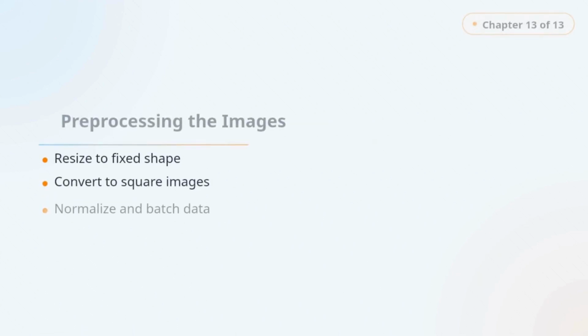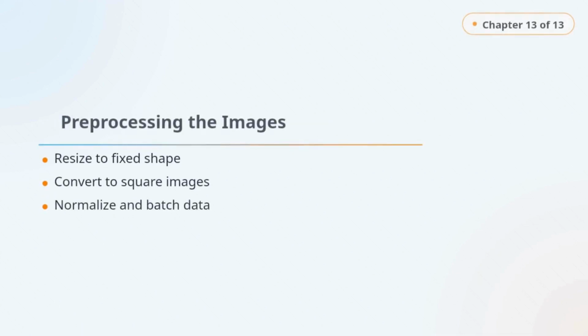CNNs need images of a fixed size, so the images must be resized, for example to 256 by 256. Since many original images were rectangular, they also had to be adjusted into a consistent square shape. Pixel values can then be normalized, and TensorFlow's image_dataset_from_directory makes it easier to load, batch, shuffle, and prepare the data for training.